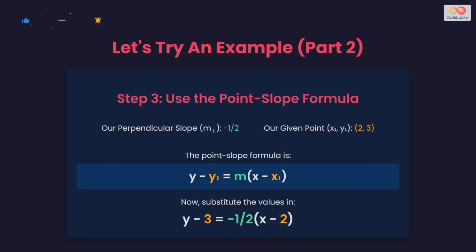Now we move to step 3. We'll use the point-slope formula, which is y minus y1 equals m times x minus x1. We substitute our perpendicular slope, negative 1/2, for m, and our given point, 2 for x1 and 3 for y1.